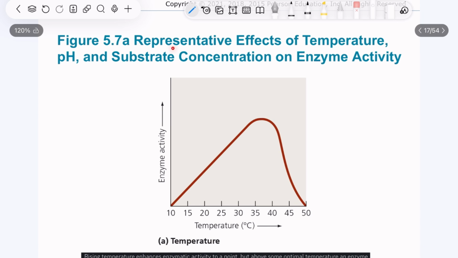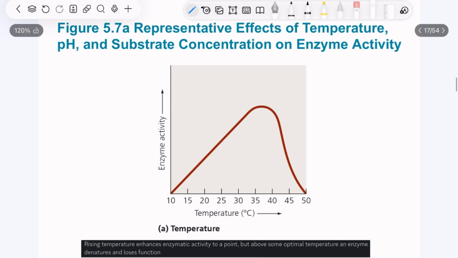So here's a representative effect of temperature. Again, enzymes have an optimal temperature range, which is around 37 degrees Celsius. Rising temperature enhances enzymatic activity to a point, but above some optimal temperature range, an enzyme denatures and loses its function.